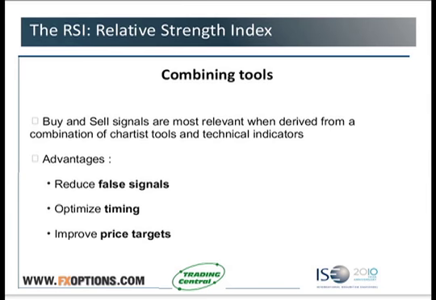And what are the advantages? It reduces false signals. It optimizes timing because you can sell or buy when the trend line on both the indicators and the chart are broken. And you can find more easily your price targets.